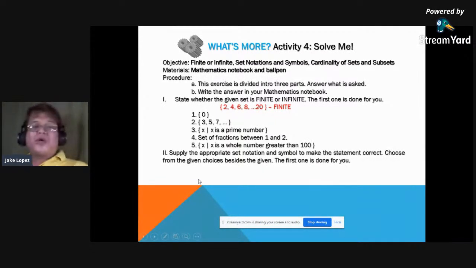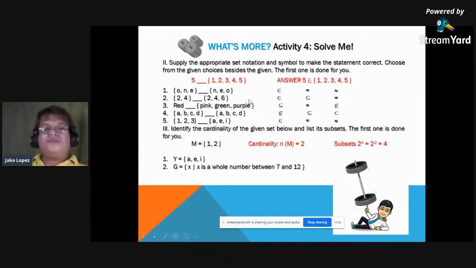And then number two, part two, supply the appropriate set notation and symbol to make the statements correct. Choose from the given choices besides the given. The first one is done for you. So here, supply the set notation and symbol. So ano ba yung mga symbol na dapat sa kanya? So ito yung mga possible answers. So for example, this set contains elements O, N, and E, and then blank.